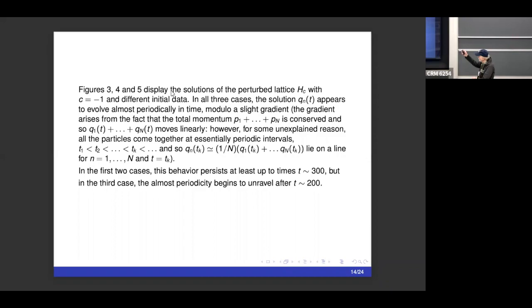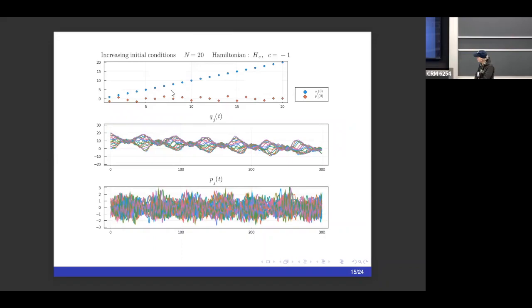Having said this, let me just show you what it looks like. So here we take a negative value of C, with the initial momenta given by the red dots and the initial positions by the blue dots. Looking at the middle picture, you see what is happening to the positions. The positions come together at certain periodic times, and they lie on that slight line going down as time goes on, which is given by the conservation of total momentum. But it looks almost periodic.